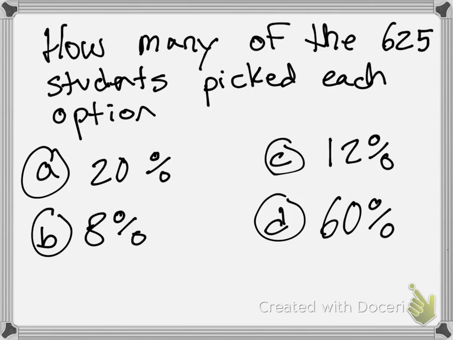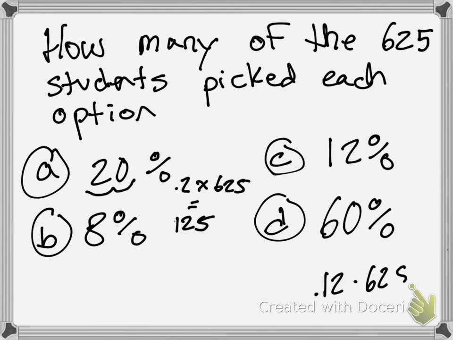Now, I want you guys to do this one. Write it down. So to do this, we can multiply by our decimal. We make this a decimal. 1, 2. We get 0.2. We multiply that times 625, and we end up getting 125. In this case, for 12%, we get 0.12. We multiply that times 625, and we get 75. Exactly.